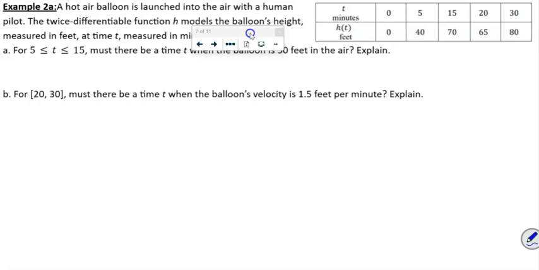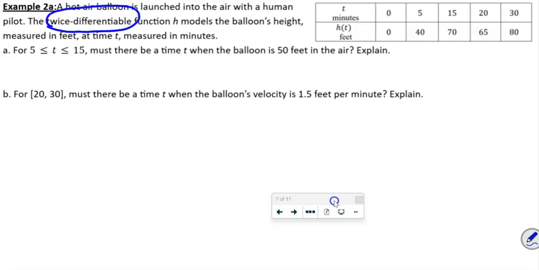So the next concept here is example 2a. A hot air balloon is launched into the air with a human pilot. The twice differentiable function. Okay, twice differentiable means two things. It means the function is continuous, and you can take the derivative of it, which is what it means by differentiable.